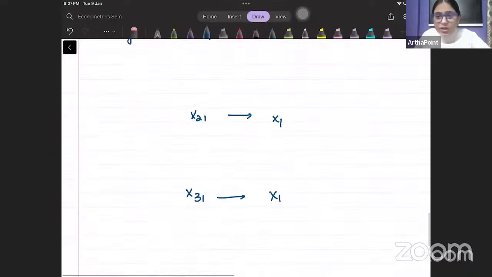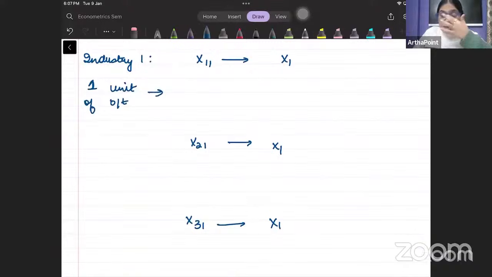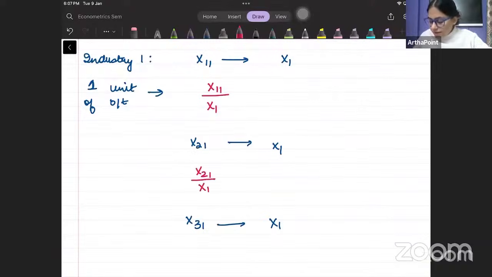तो एक यूनिट के लिए कितने इनपुट लगेंगे? फॉर 1 यूनिट ऑफ आउटपुट. ये सबसे कंफ्यूजिंग टास्क है, बहुत ध्यान से समझना. For 1 unit of output it will require X11 by X1 units of input 1, X21 by X1 units of input 2, X31 by X1 units of input 3. Clear हुआ?